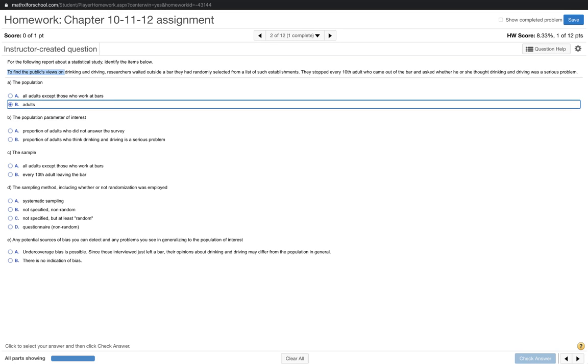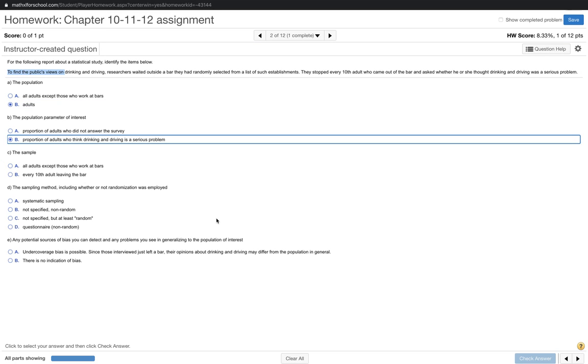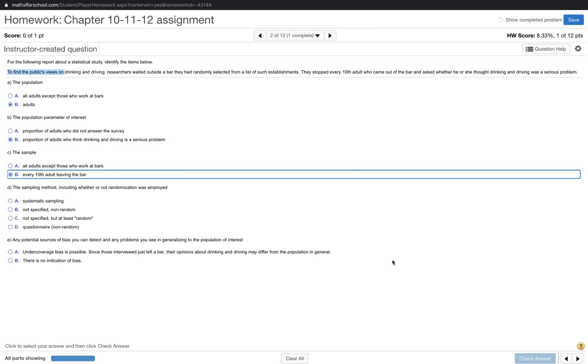The population parameter of interest. Okay, the proportion of adults who did not answer the survey, the proportion of adults who think drinking and driving is a serious problem. Okay, let's go back here. Researchers waited outside a bar they had randomly selected. They stopped every 10th adult who came out of the bar and asked whether he or she thought drinking and driving was a serious problem. B. The sample. They stopped every 10th adult. There we go. The sampling method. They stopped every 10th adult. That is a systematic sample.